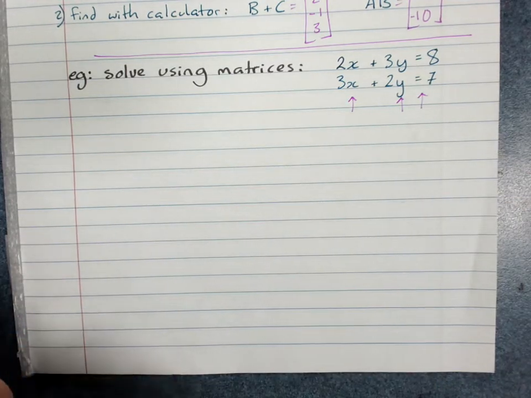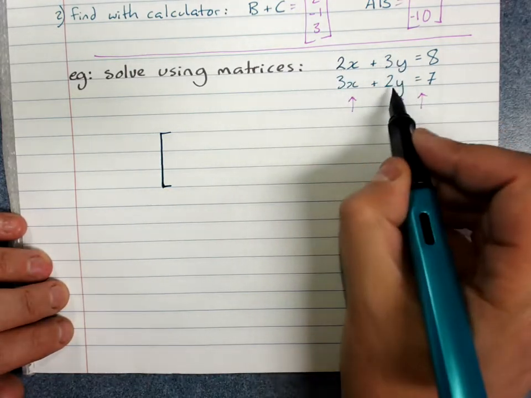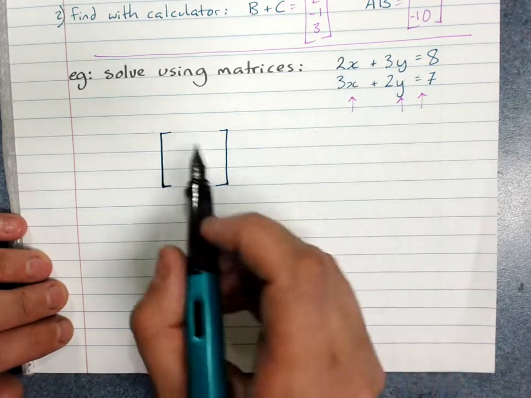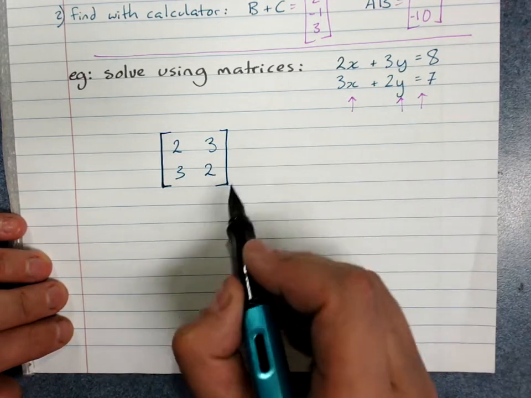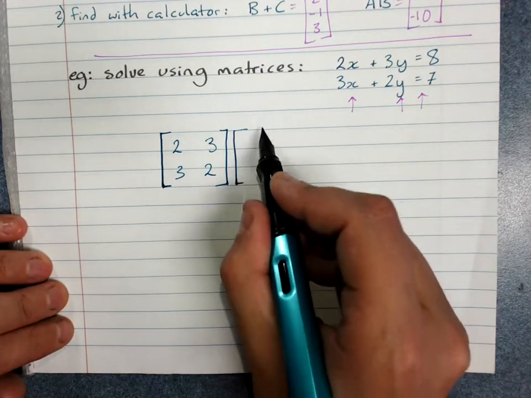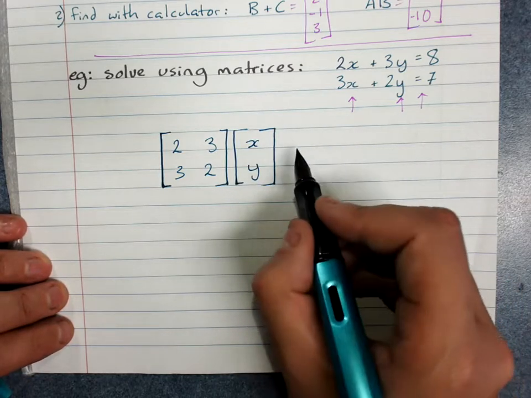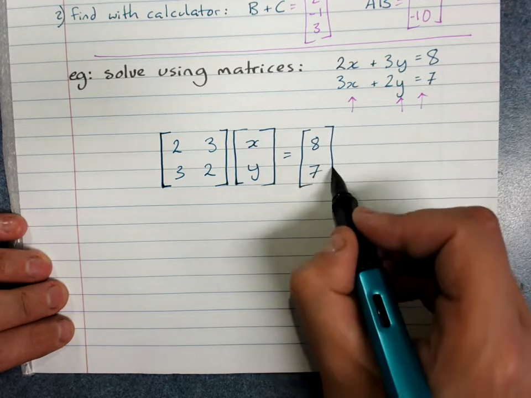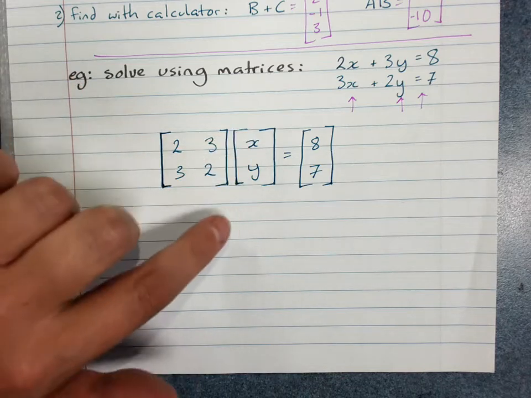You make a set of matrices, and the coefficients go in order in your first 2 by 2 matrix. So 2 and 3, 3 and 2. So you make the coefficient matrix. You make the pronumeral matrix, which is just x and y. And you make the answer matrix, which is 8 and 7. This is a matrix equation, and you can solve it to find out x and y.